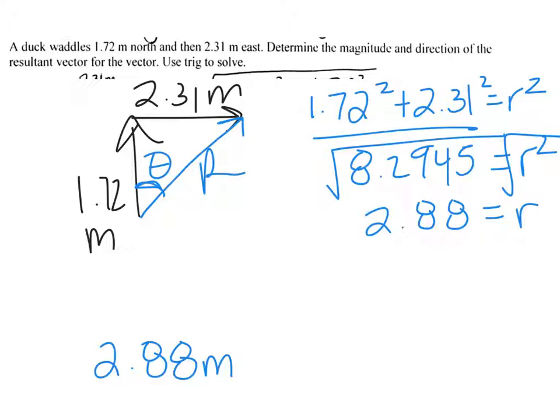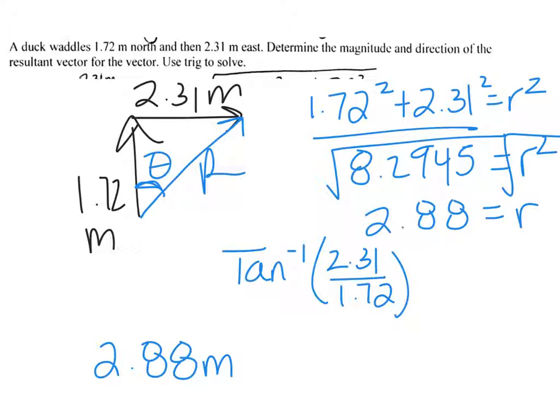So you have your opposite side from your angle and your adjacent side. So you're going to want to use inverse tan to find your angle. So we're going to have tan negative 1, 2.31 over 1.72, and that is equal to our angle. So you're going to type that into your calculator. It's going to pull up 53.3 degrees.